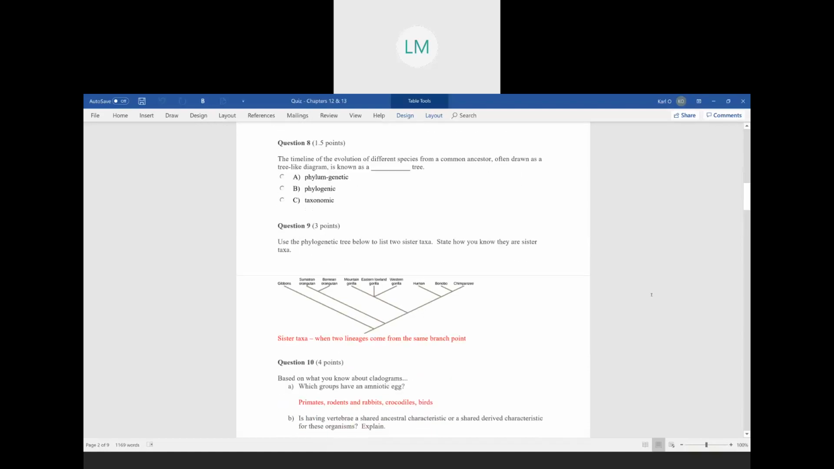Question number 8, the timeline of evolution of different species from a common ancestor, often drawn as a tree-like diagram, is a what kind of tree? It is a phylogenetic tree. So just the definition of a phylogenetic tree there.